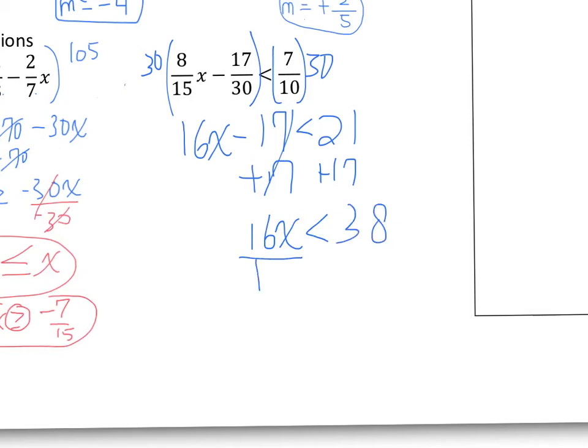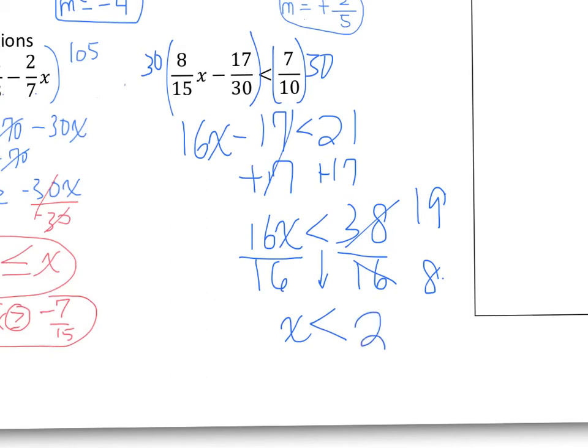And then we divide by 16 to both sides, and it's positive, so the inequality sign stays the same. And then we simplify. So it's 19 over 8, and then we could write that as a mixed number. So that would be 2 and 3/8. Okay? X is less than 2 and 3/8.